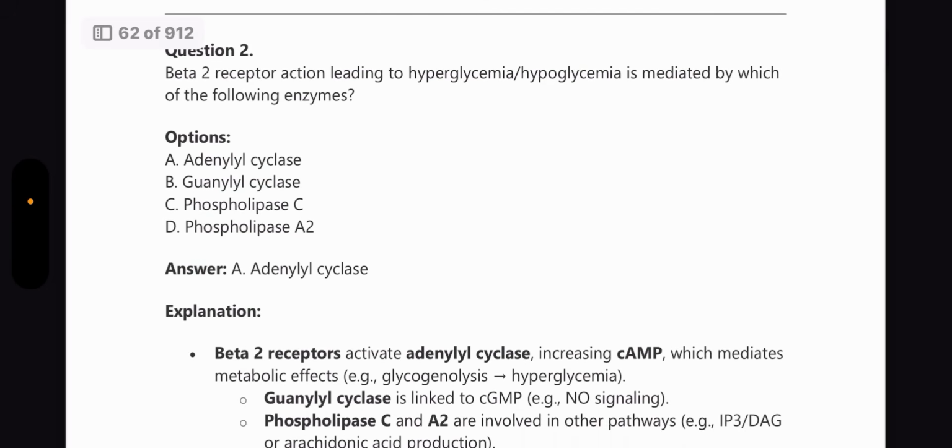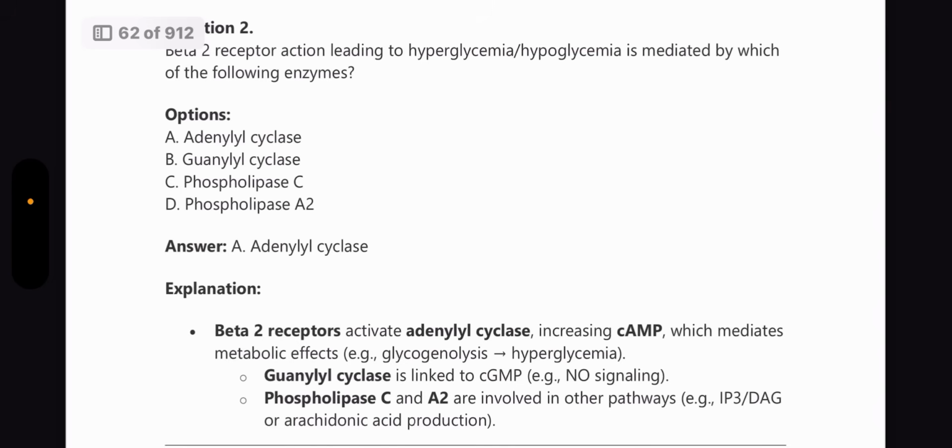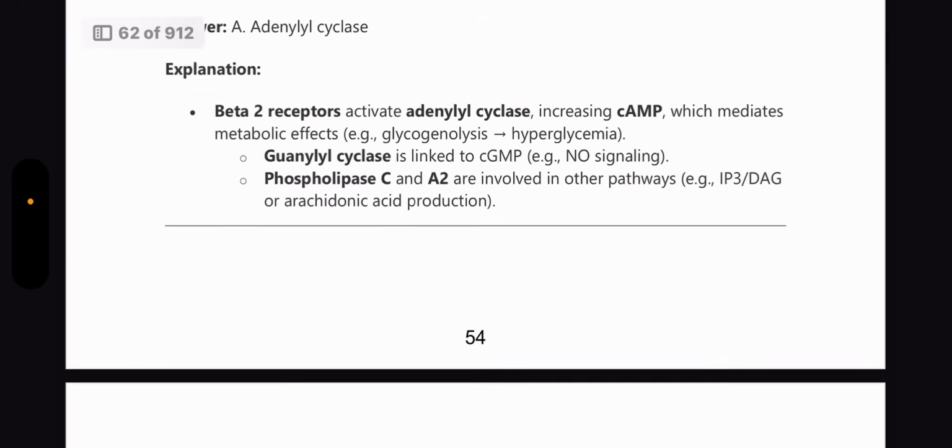Next question. Beta-2 receptor action leading to hyperglycemia or hypoglycemia is mediated by which of the following enzymes? Answer: adenyl cyclase. Beta-2 receptors activate adenyl cyclase, increasing the cyclic AMP, which mediates the metabolic effects, for example, glycogenolysis leading to hyperglycemia. Guanylyl cyclase is linked to cGMP, for example, nitric oxide signaling. And phospholipase C and A2 are involved in other pathways.